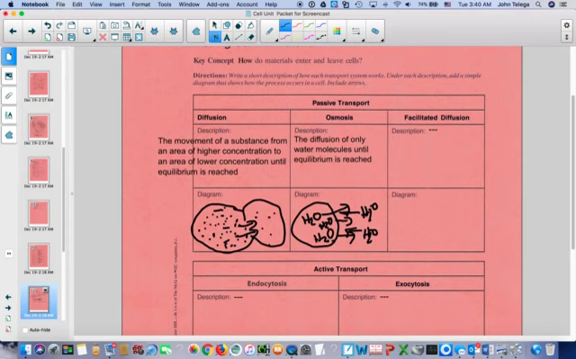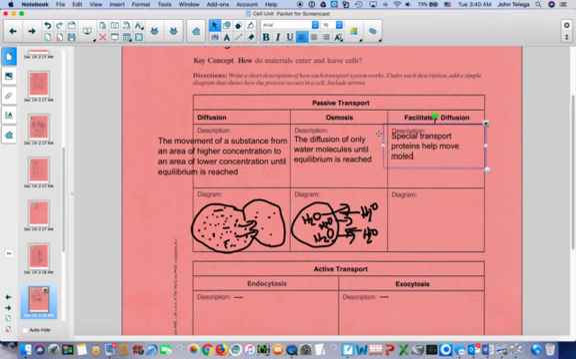Okay. Then on this one, facilitated diffusion. Special transport proteins help molecules through a cell membrane.